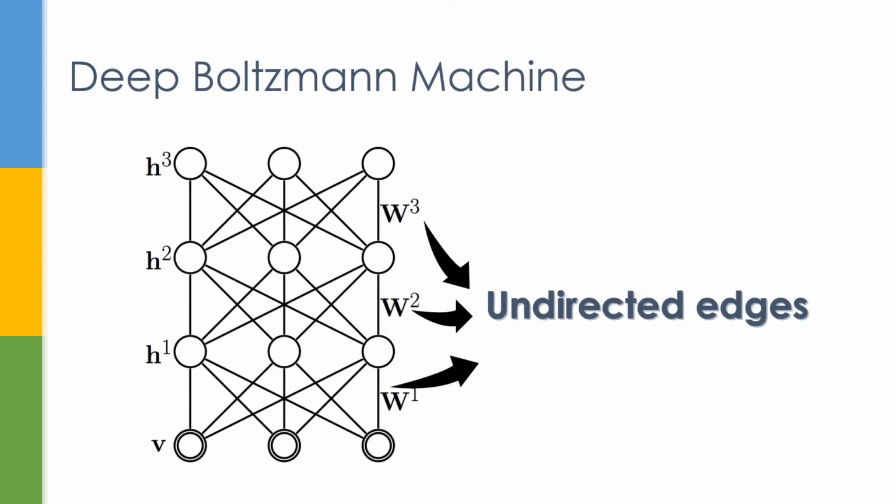Moving forward, we will look at yet another deep generative model called the deep Boltzmann machine. The deep Boltzmann machine, unlike the deep belief network, has all undirected edges, and unlike the RBMs, it has several layers of latent variables.